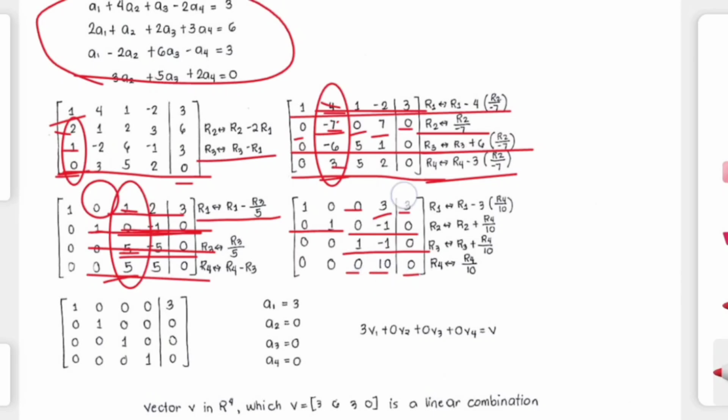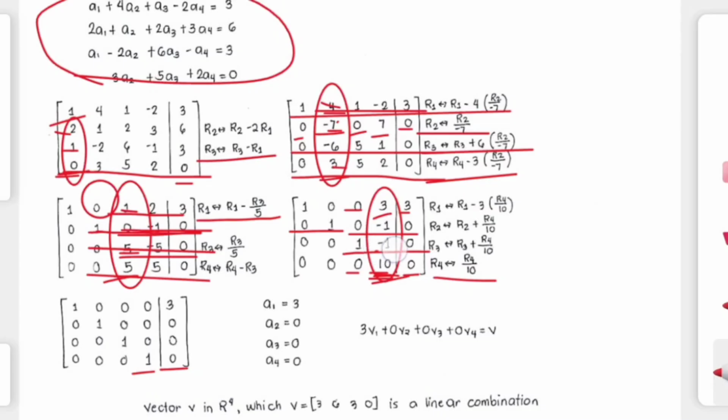And now let's focus on this column. So we want to establish 10 to be 1. So for us to get the 1, we have r sub 4 over 10. So 10 over 10 is equal to 1, and then 0 over 10 is equal to 0.